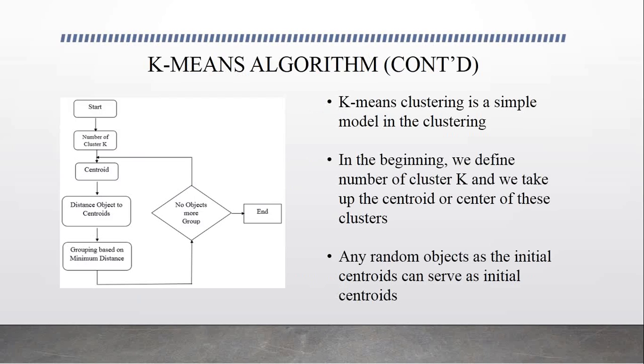So as you see in the left side image, this is how the K-means clustering algorithm works. In the beginning, we define the number of clusters K and we take the centroid or center of each cluster. Any random object can serve as an initial centroid.